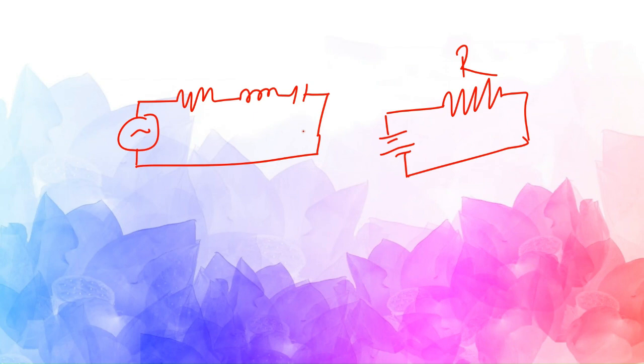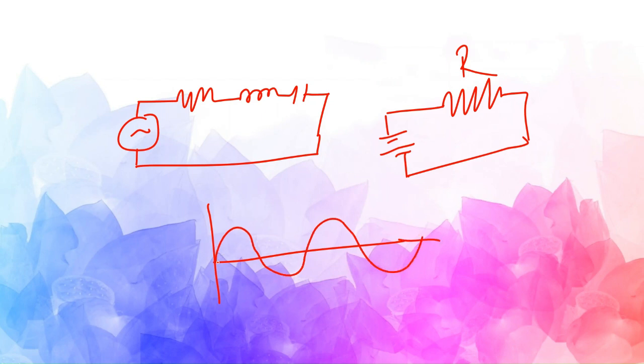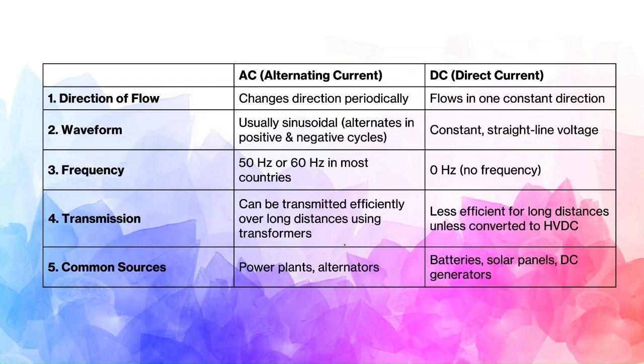For example, what I was talking about is a sine wave, like this. It is a sine wave, but it can be a rectangular wave like this, or it can be a triangular wave also like this. All of them are alternating current.